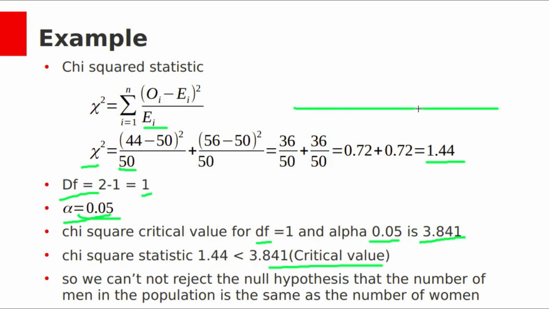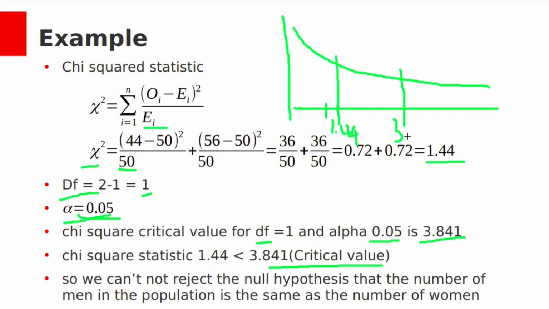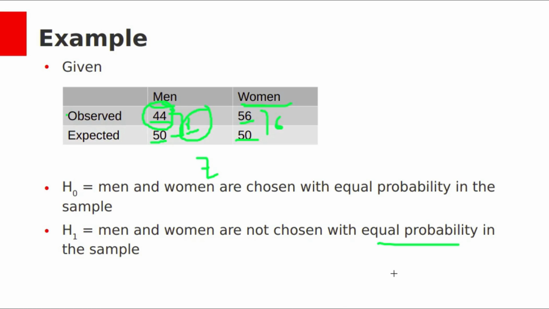I mean, suppose a chi-square distribution looks like this. For degree of freedom 1, our chi-square statistic is around somewhere here, 1.44, and the critical value is 3.841. This is the rejection region. The chi-square statistic is not falling in the rejection region, so we cannot reject the null hypothesis. It means the number of men in the population is the same as the number of women. This deviation is caused by random chance.